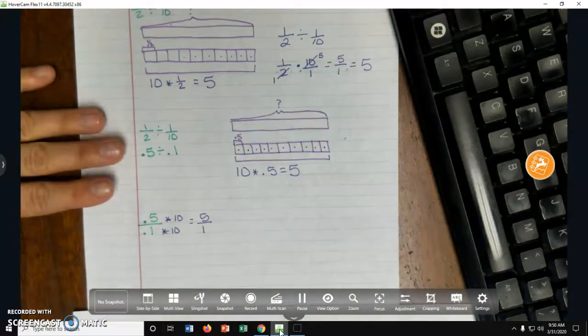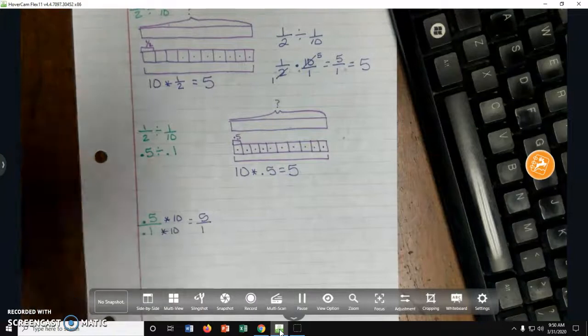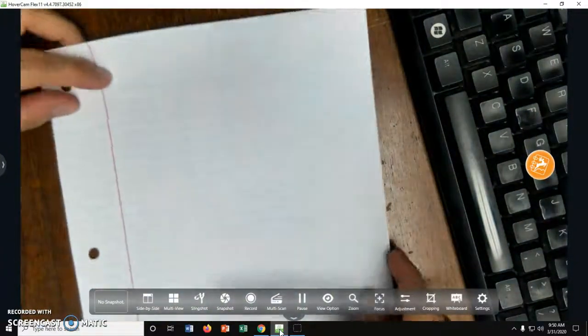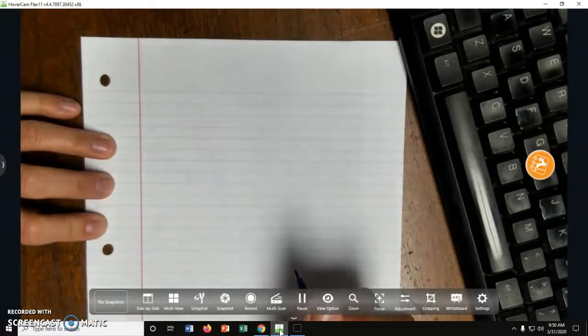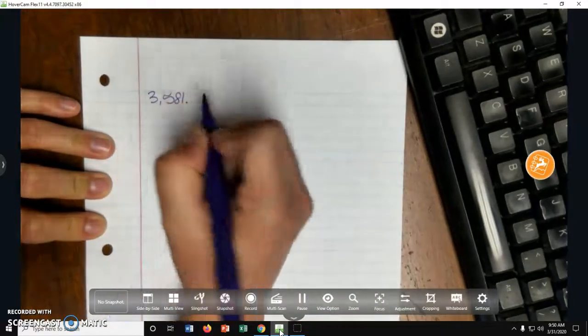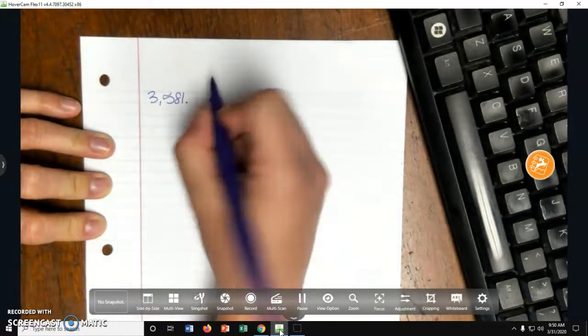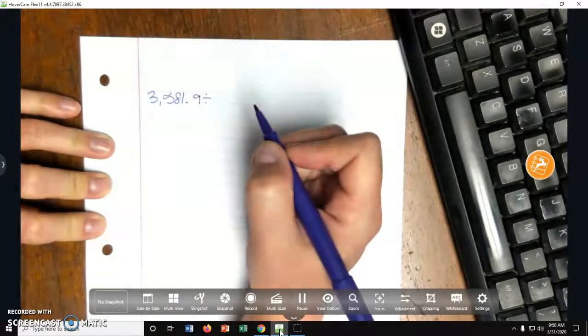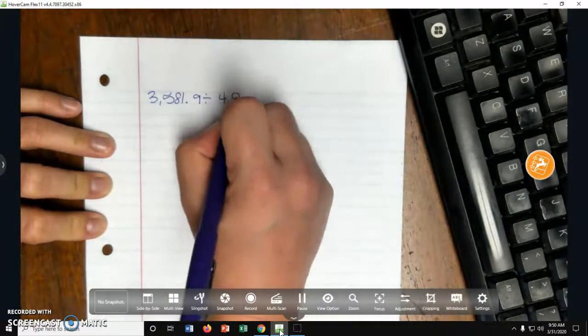Pretty easy. All right. Do a couple of examples for you before I turn you loose onto your problem set. Let's go ahead and do 3,581 and 9/10 divided by 4 and 9/10.